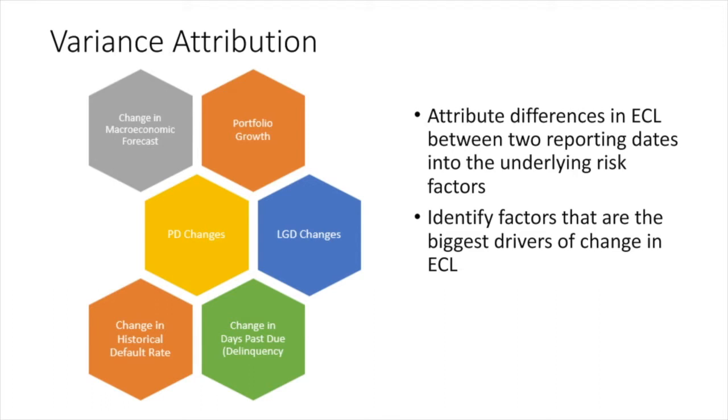And recall I had mentioned that the macroeconomic factors are a part of the PD and LGD change. So we can account for how macroeconomic changes will affect our ECL change from one time period to the other. We also take into account changes in the historical default rate and changes in days past due, so that we can account for significant increase in credit risk as the accounts, or a portion of the accounts, become increasingly delinquent.